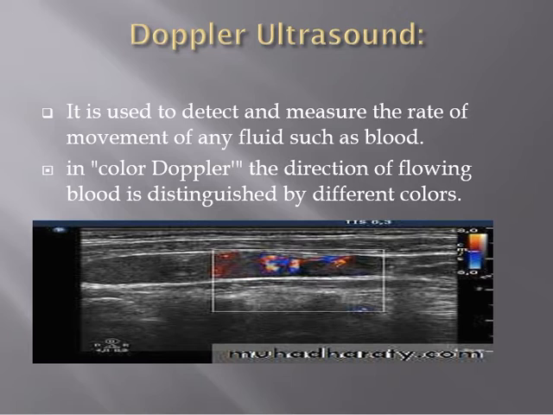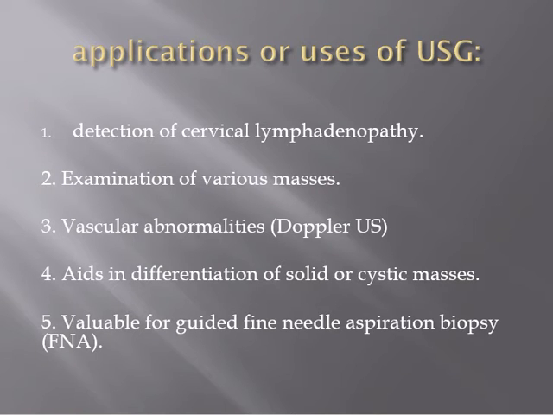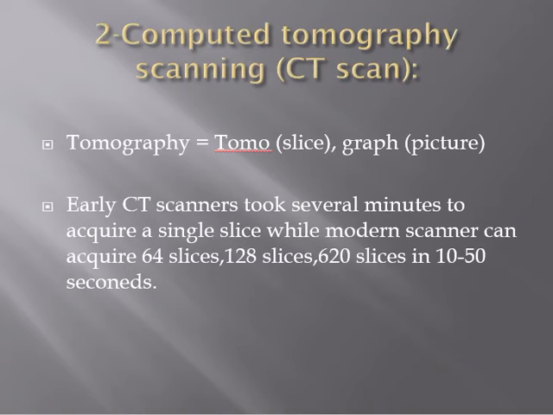The Doppler ultrasound is used to detect and measure the rate of movement of any fluid, such as blood. In color Doppler, the direction of flowing blood is distinguished by different colors. Applications or uses of ultrasound: evaluation of cervical lymphadenopathy, examination of various masses, including thyroid gland, abscess, salivary gland, vascular abnormalities, Doppler ultrasound, aid in differentiation of solid or cystic masses, and valuable for guided fine needle aspiration biopsy.